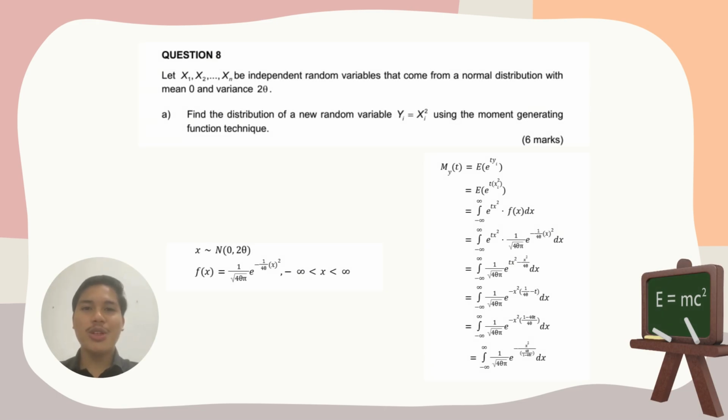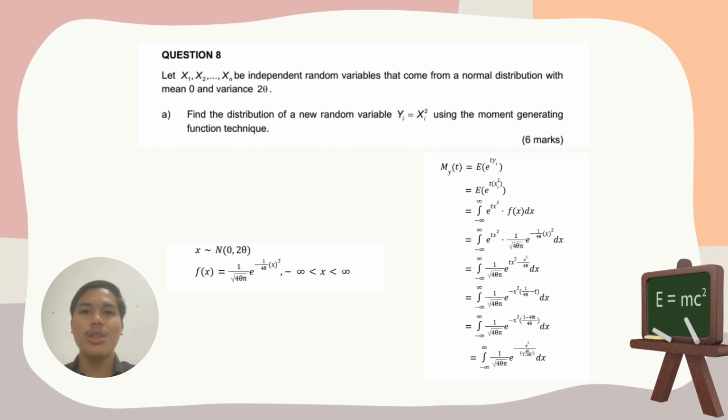Okay, first we go through the question. Let S1, S2 until Sn be independent random variables that come from a normal distribution with mean 0 and variance 2 theta. For question A, find the distribution of a new random variable Yi equal to Si squared using the moment generating function. Okay, first we write the information first.